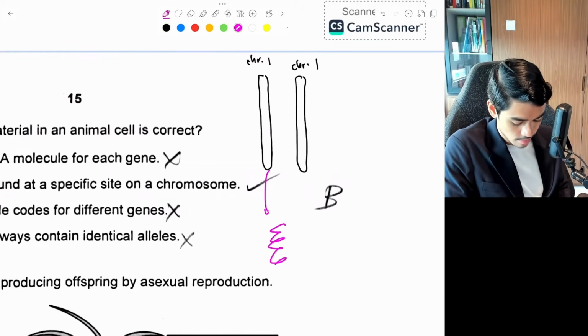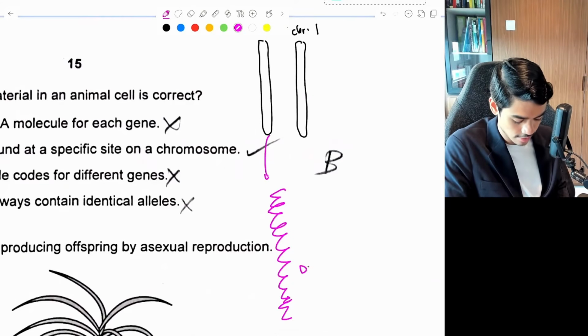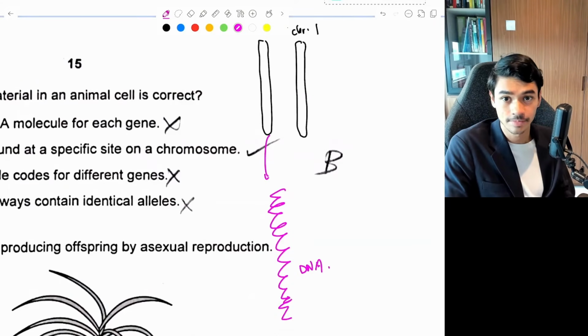I'll get an extremely long DNA. It's super long, one super long strand of DNA. So what are chromosomes? They are made of DNA, right? It's an extremely long strand.